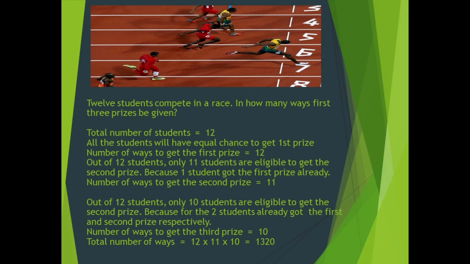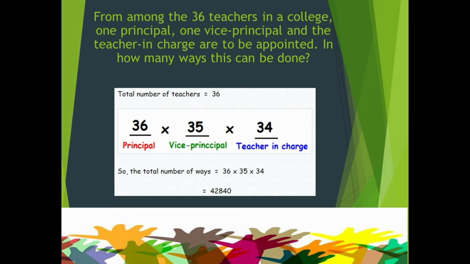So, how are we going to get the number of ways? We're just going to multiply 12 times 11 times 10. So, 12 times 11 is what? And then multiply it with 10. So 132 times 10 is 1,320 ways. So your final answer will be 1,320 ways. Okay, let's have the other one.